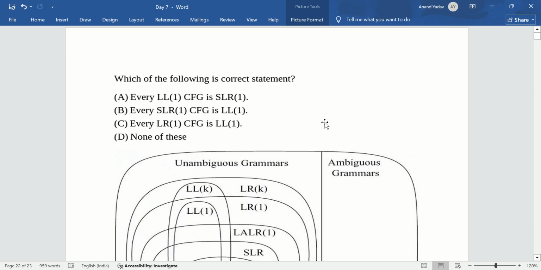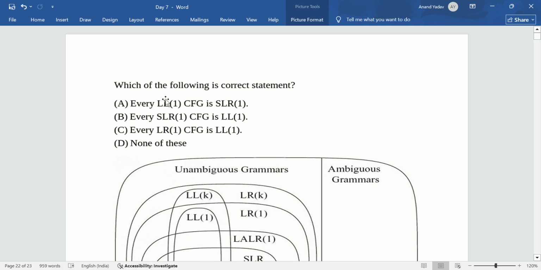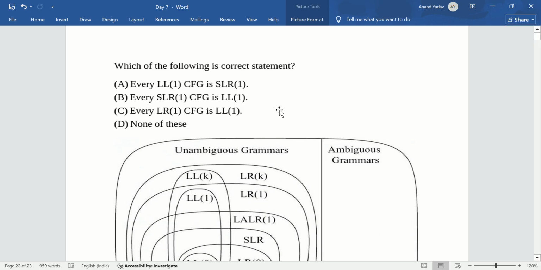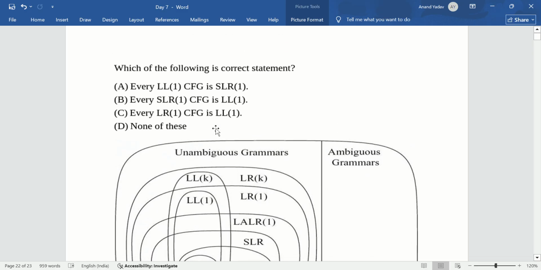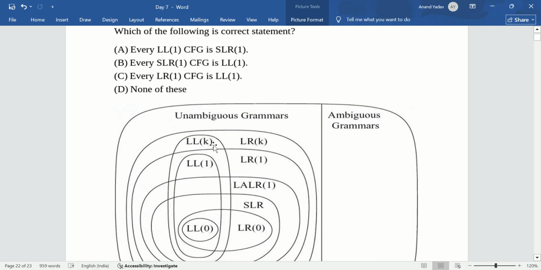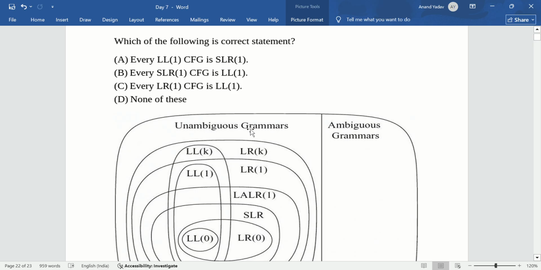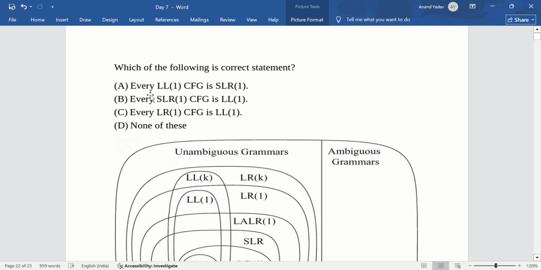Today I will share the most expected questions of compiler design. Now let's start. Question 1: which of the following is a correct statement? For this question I will take this diagram. For unambiguous grammar, it will ask: every LL1 CFG is SLR1?